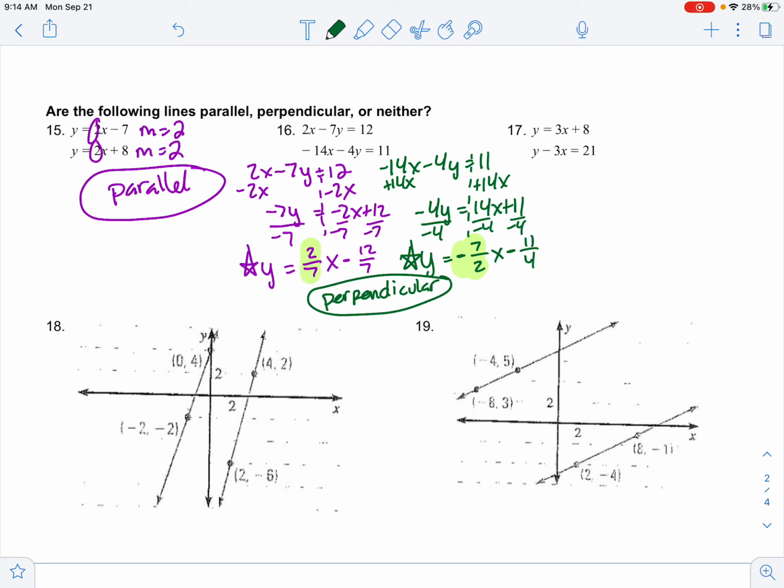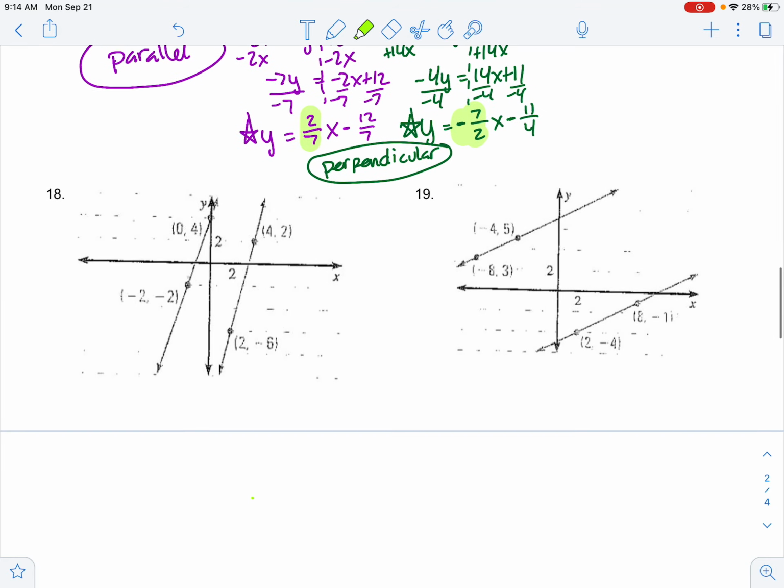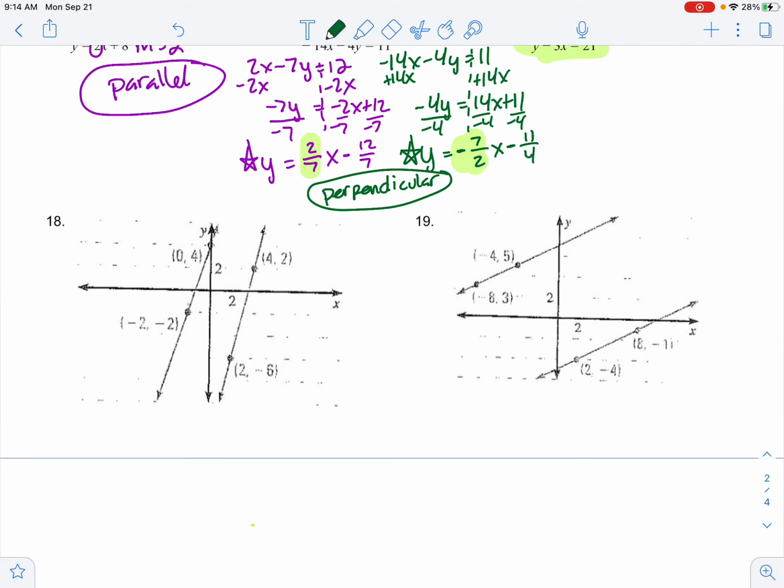There you go. Okay, so I want you guys to try 17. Go ahead and pause the video and try that one. Make sure y is solved for before you compare the slopes. Okay, the last thing we're going to look at is coming from a graph. So how do we tell if two lines on a graph are parallel, perpendicular, or neither?